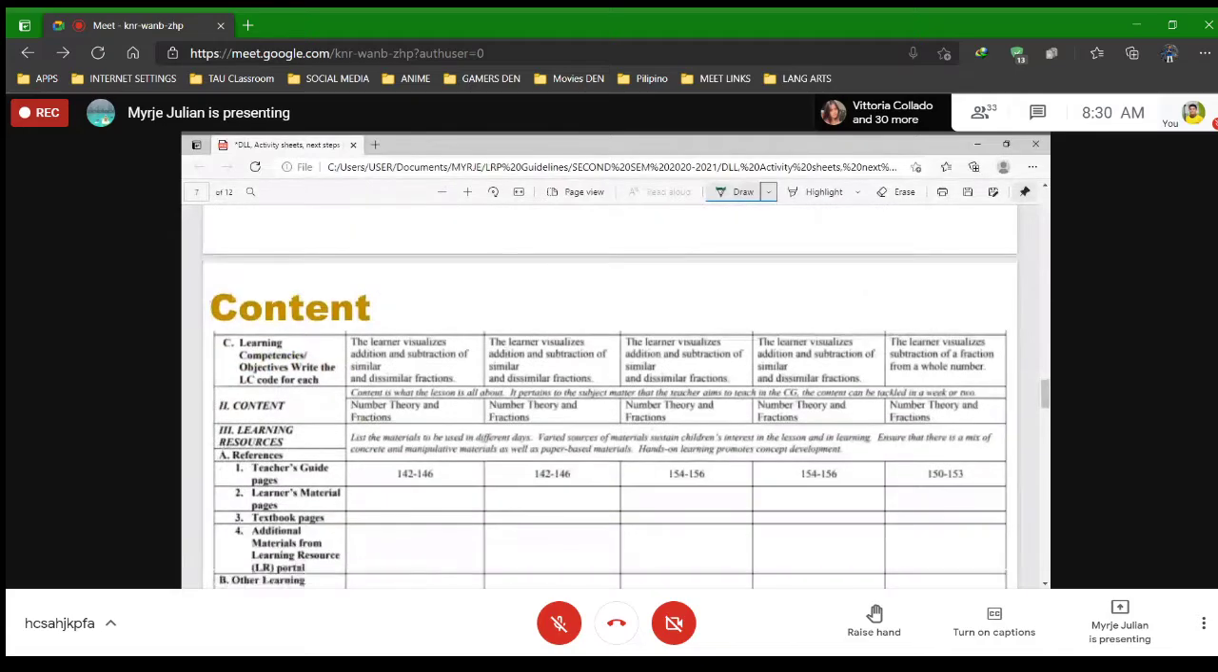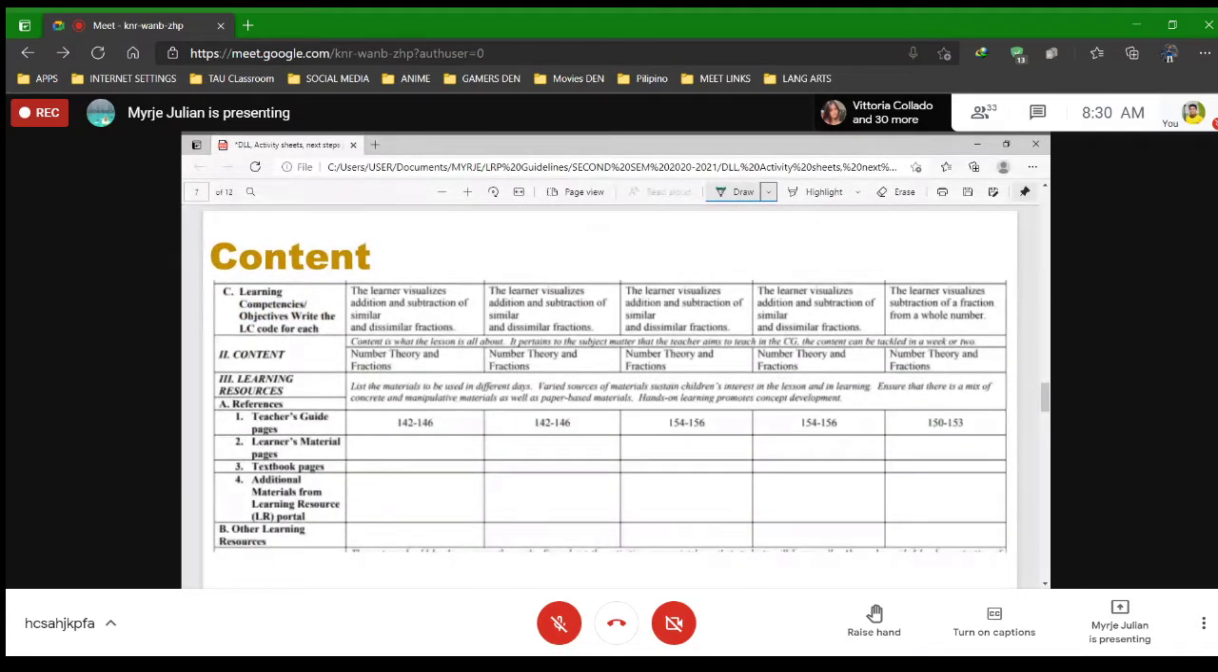Next is the content. What's in the content? Okay, doon tayo sa part 2. Yung content natin, tignan natin kung yung content ba ay aligned doon sa learning competency. So dito, number theory and fractions. So ano ba yung mga nandito na learning competencies?